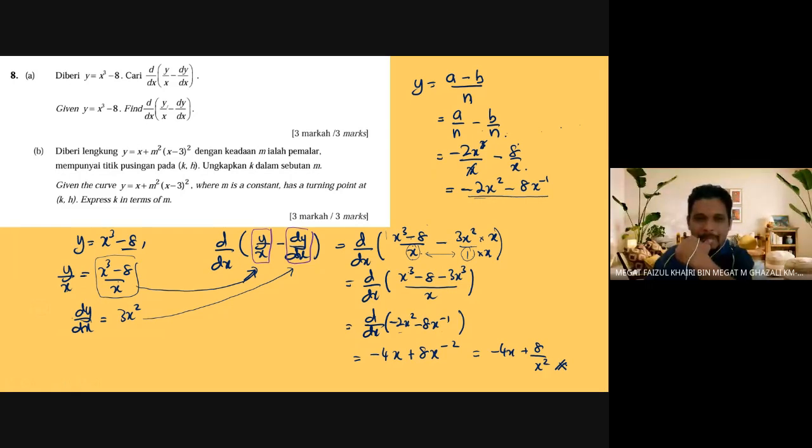Okay, so that is the solution for question number 8a. Question 8a is all done here now. Okay, so it is B.